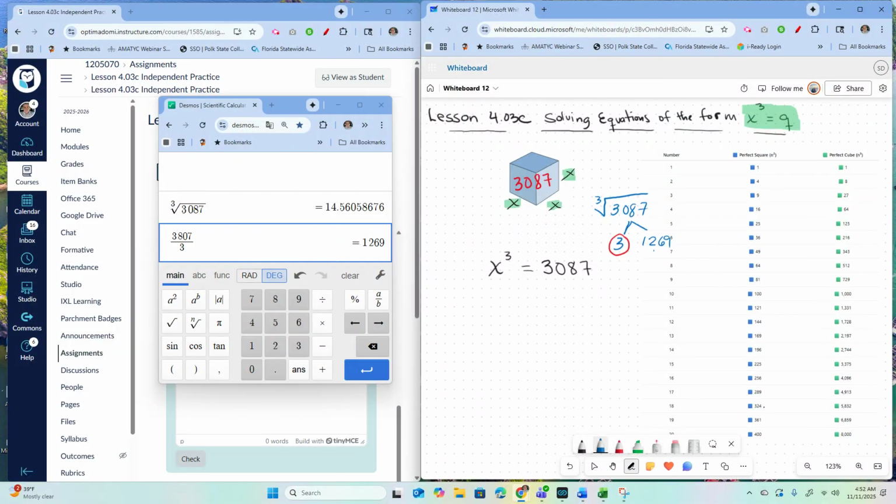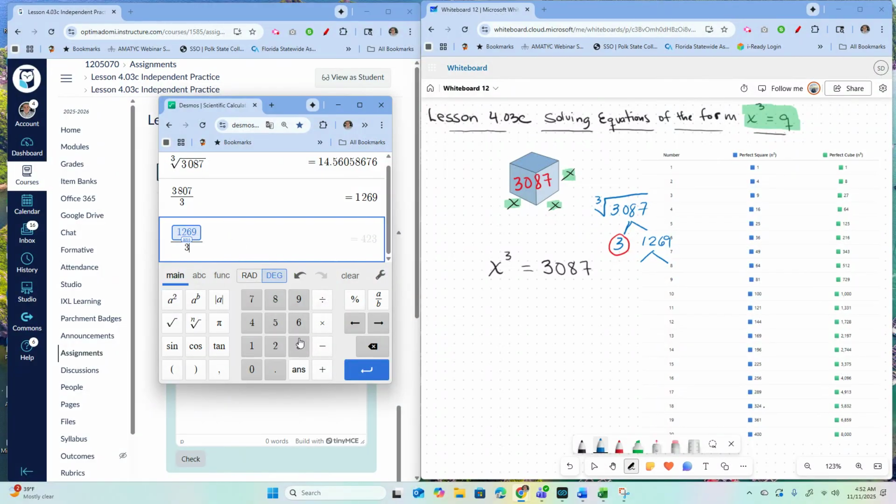Now I'm going to do the tree again of this number. So I'm going to try 3 again. I'm going to click the blue button. And my last answer was 1,269. Click on the ANS key, that means the previous answer. See? And divide by 3 again.